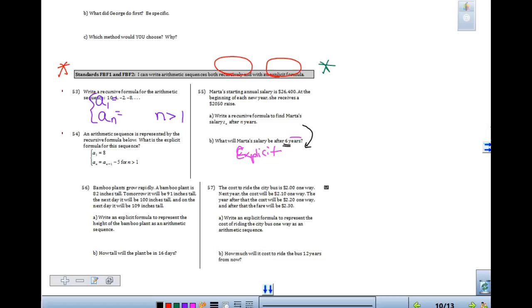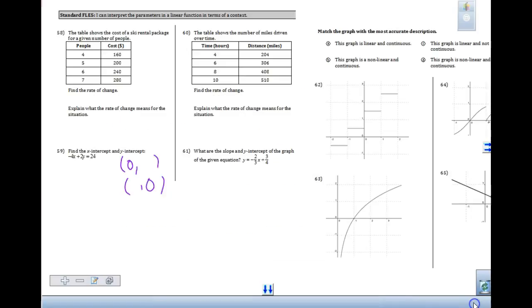So the interpreting the parameters, that's the next part of the final that we talked about. 58, 61, as you're looking at those. Questions on any of those?